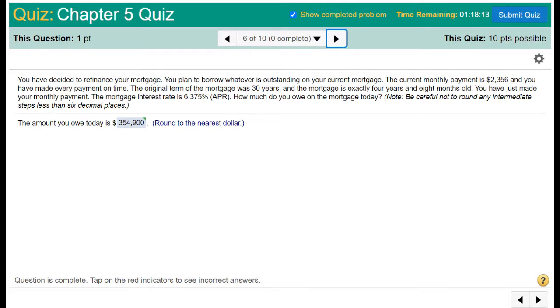So N equals 304. IY equals 6.375 divided by 12, right? Payment is negative 2,356. Future value is 0, and then compute for payment. And I come up with 354,900. I didn't sell the house. I want to know how much I owe if I was to pay it off in one shot right now. This is what I owe. They've given me everything already. Here are my payments and what's left. 304 months. That's what I need.